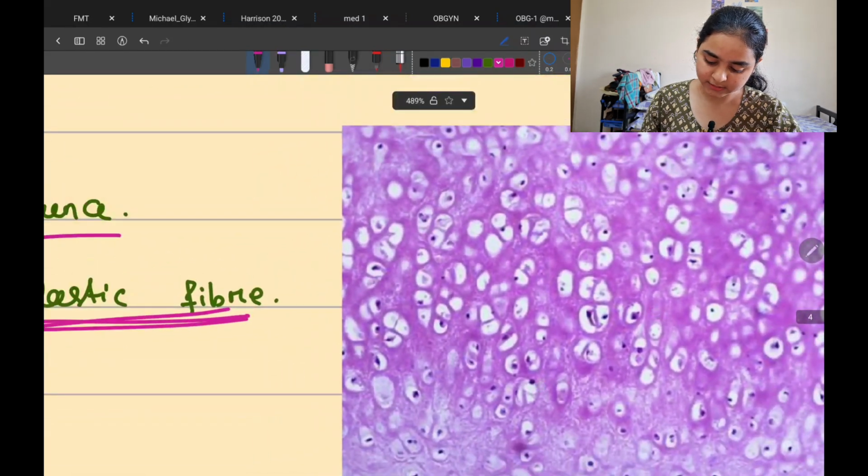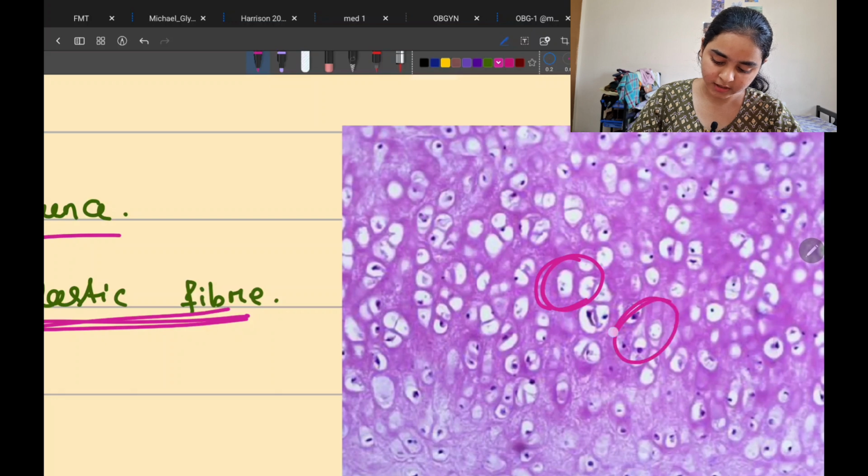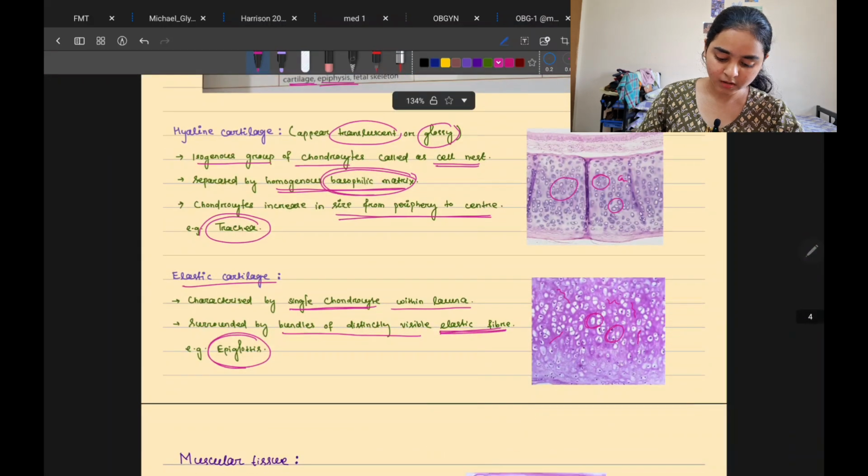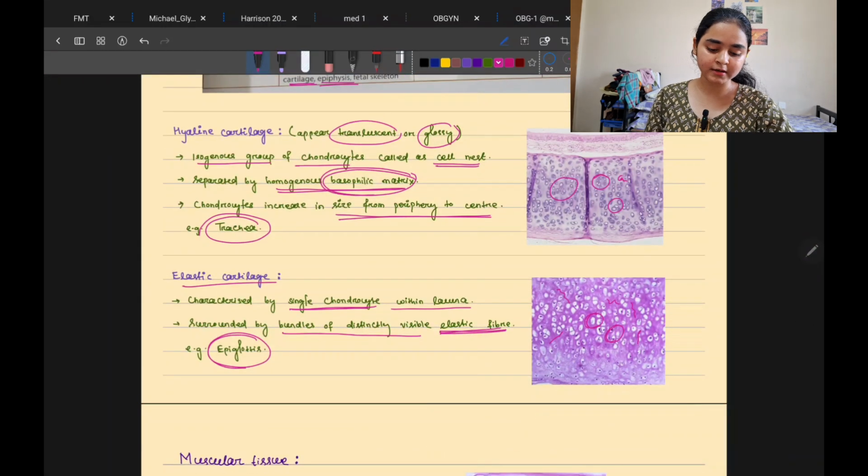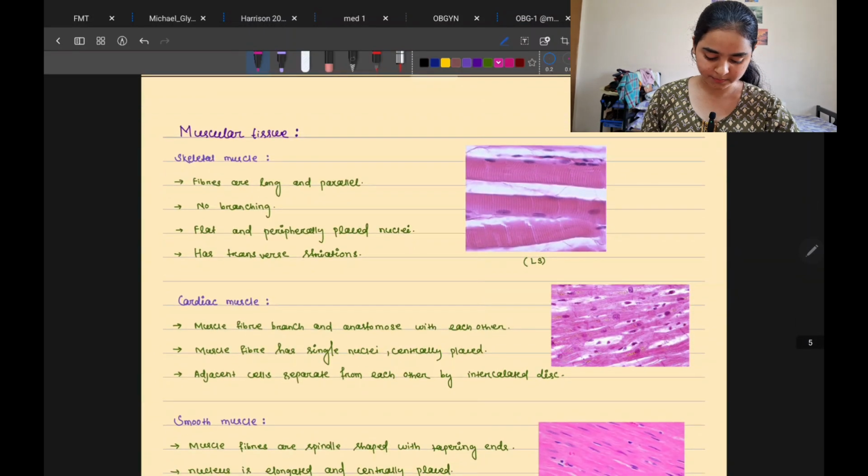So, elastic cartilage is seen something like this. These are the chondrocytes present in the lacuna, and these are the elastic fibers that are surrounding the lacuna. Okay, so hyaline cartilage and elastic cartilage is done. I am not telling you about the fibrocartilage because these two are the most important, because you have slides of trachea and epiglottis in your systemic slides.